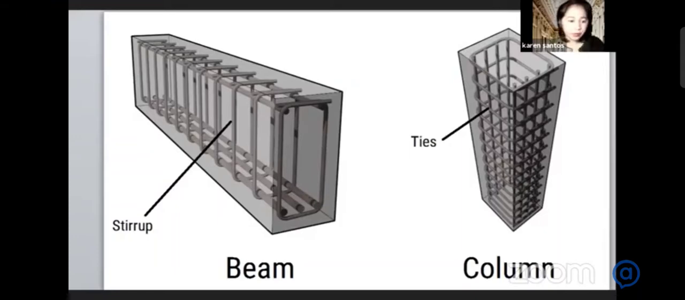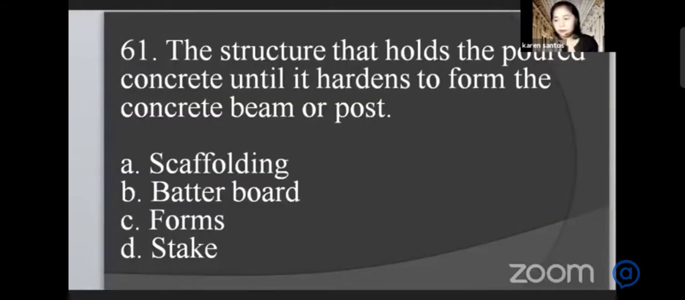Okay, so for the next question, the structure that holds the poured concrete until it hardens to form the concrete beam or post. A. Scaffolding. B. Butterboard. C. Forms. D. Stake. Again, it is the structure that holds the poured concrete until it hardens to form the concrete beam or post.